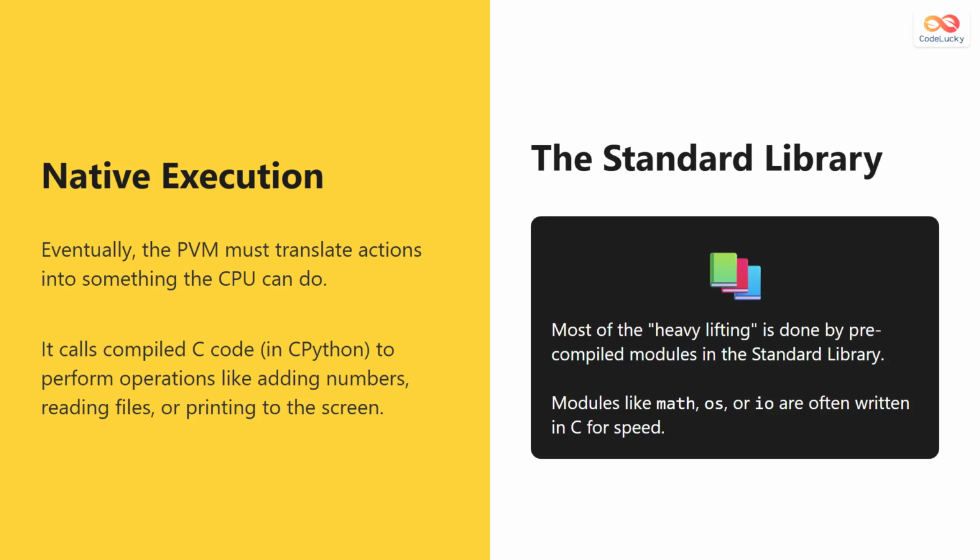When the virtual machine needs to do real work, like writing to a file or calculating math, it often hands off the heavy lifting to the standard library. In CPython, these libraries are actually written in C, which is why operations like sorting arrays or reading files are surprisingly fast.